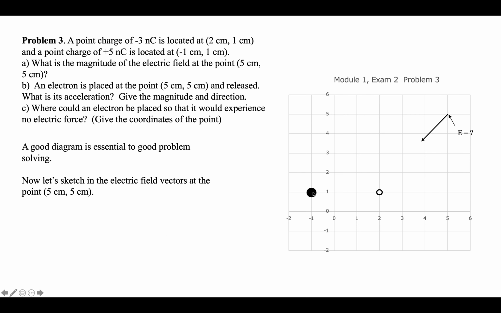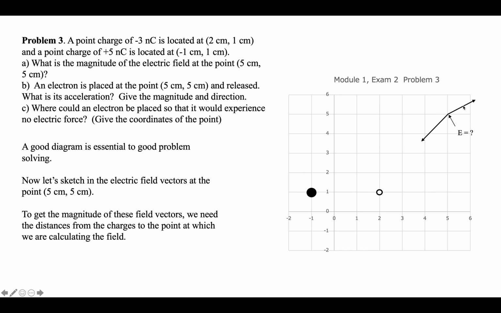This is a positive charge. It's further away, but it's bigger. It's going to produce a field away, something like that. So right away we know the electric field is something small. These two are almost in opposite directions, and the net is probably downward, something like that.